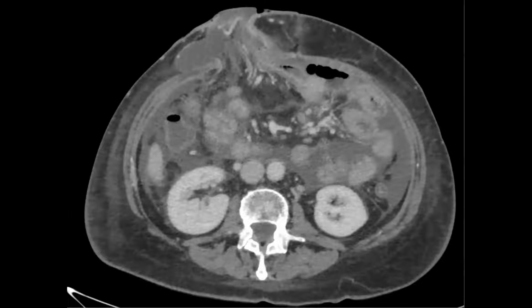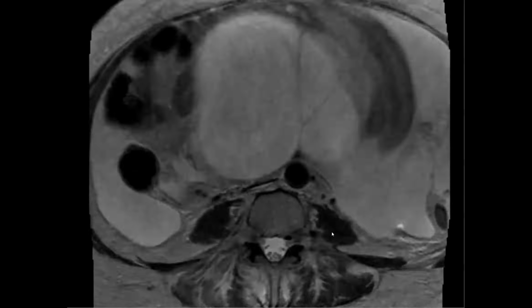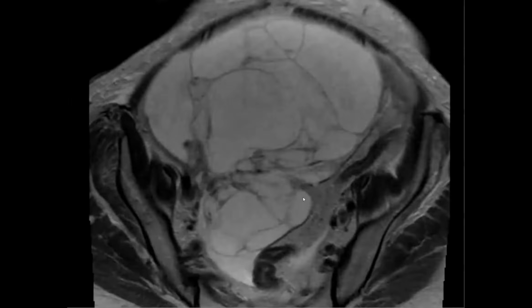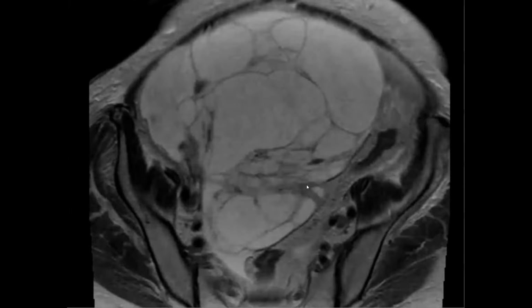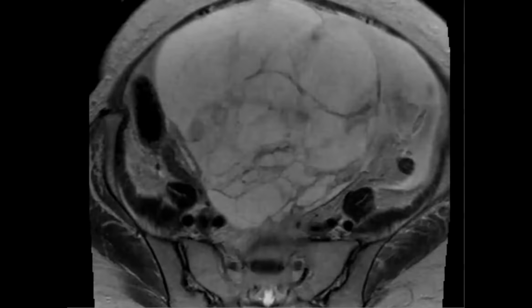And I'll just show you the MR for fun, for correlations. You can see that it's got all these very cystic areas with lots of septations.